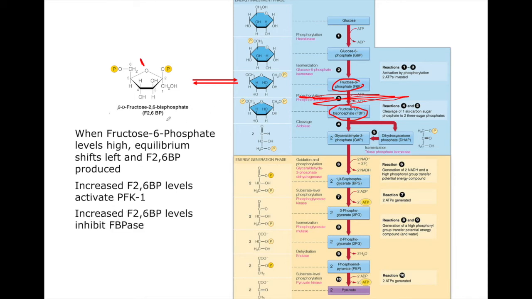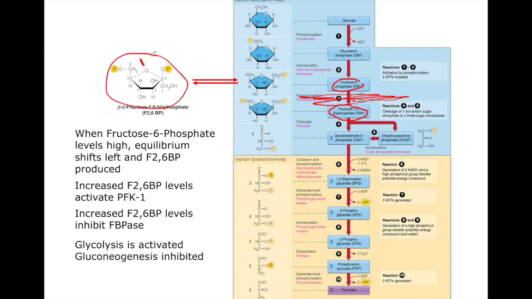And also, when this molecule builds up, it binds and inhibits fructose 1,6-bisphosphatase. So as this begins to build up, what happens? PFK1 begins to get more active. Fructose 1,6-bisphosphatase begins to be inhibited. And what's the net effect? Well, glycolysis is going to start to become activated because PFK1 is active, and gluconeogenesis is going to be inhibited. So when we turn off glycolysis, over time, the levels of this molecule will begin to build up, and that's going to cause glycolysis to begin to turn back on and gluconeogenesis to be turned off.